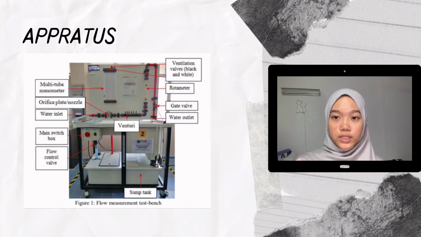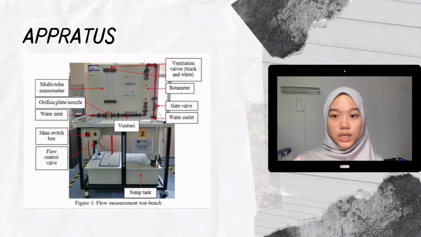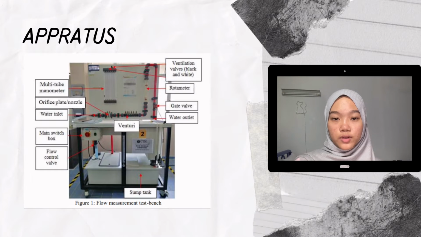Firstly, we will need two ventilation valves, which are in black and white. Then we will need a rotameter, gate valve, multi-tube manometer, orifice plate, or we could call it nozzle. We also need the water inlet and the water outlet. Next, we will need a venturi, main switch box, and the last one is the flow control valve.